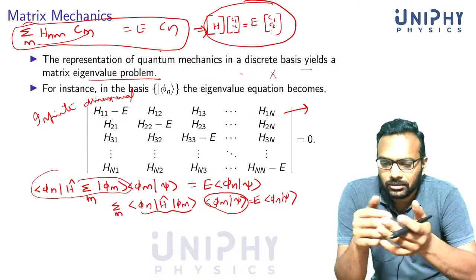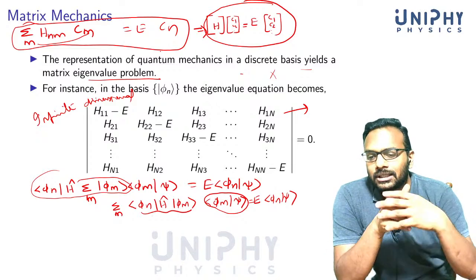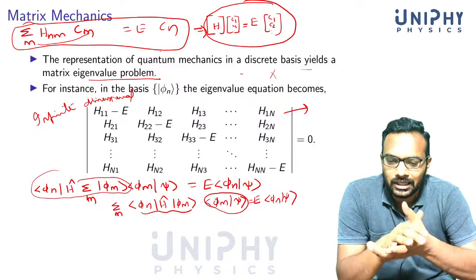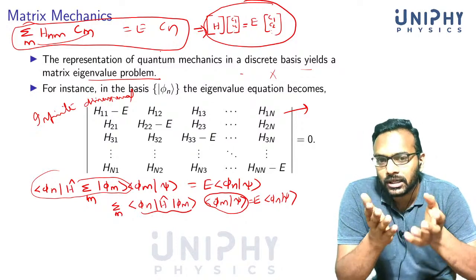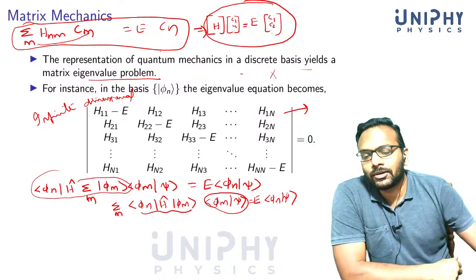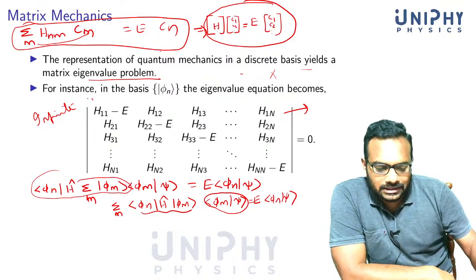I think Heisenberg had struggled with these kinds of equations for a long time without even knowing about matrices. Even though matrices were developed at that time, Heisenberg was not aware of them. So he was struggling with these kinds of equations without any knowledge of matrices. So when it becomes infinite dimensional, something else is more convenient.